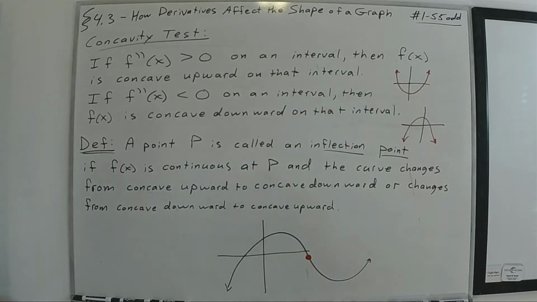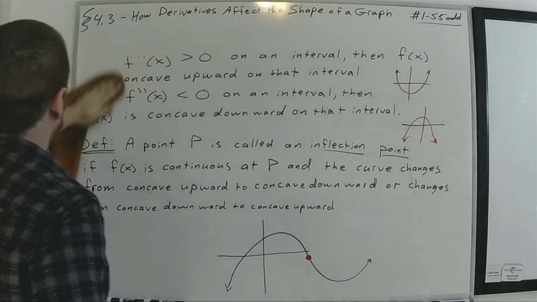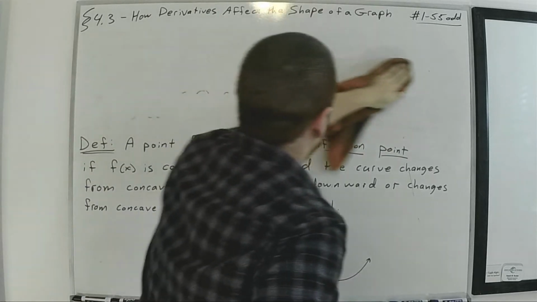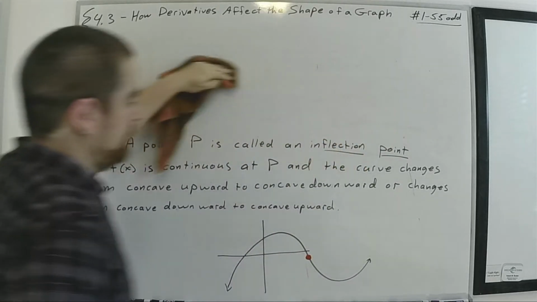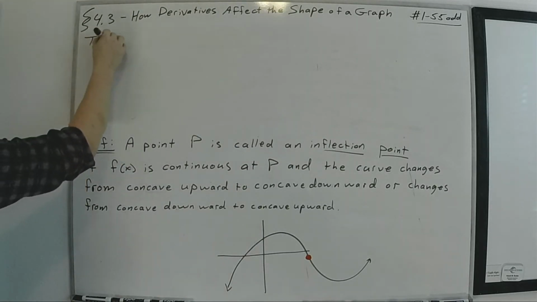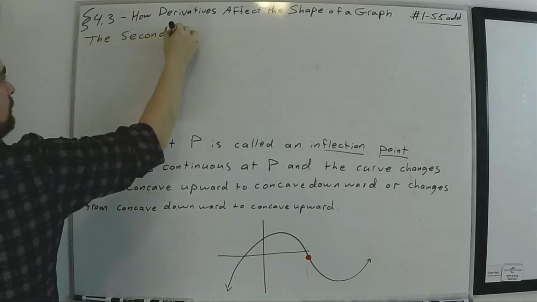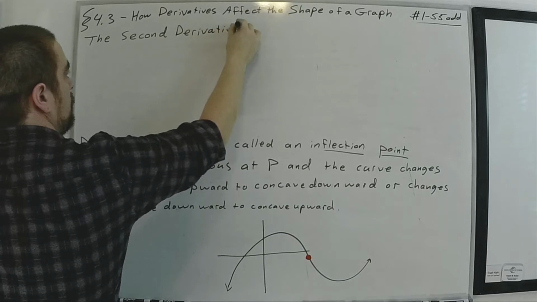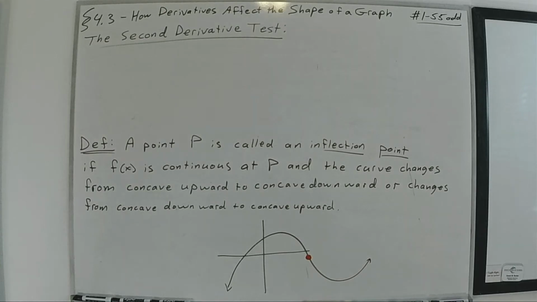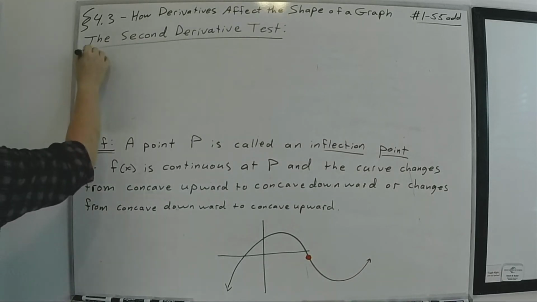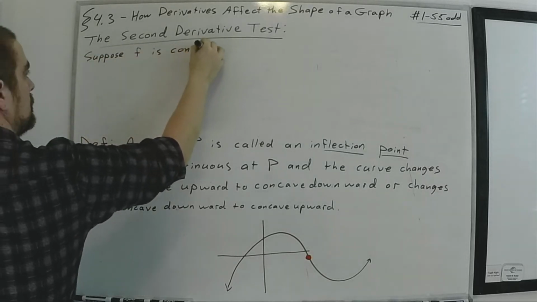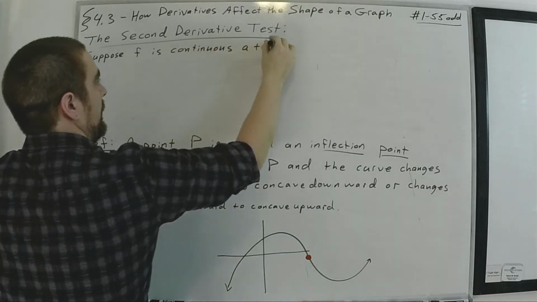And then just because I need more space, get this out of here. And now we can go ahead and declare our second derivative test. So we are testing for concavity for our function. So I'm going to say, suppose f is continuous at P.